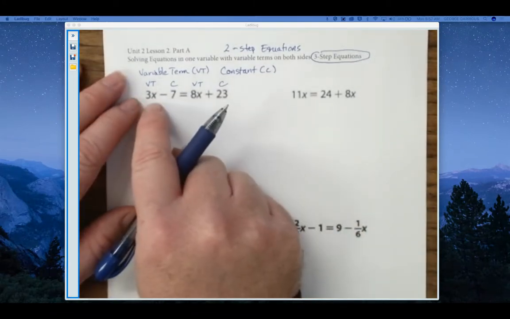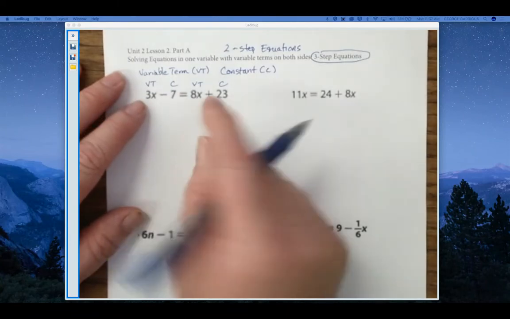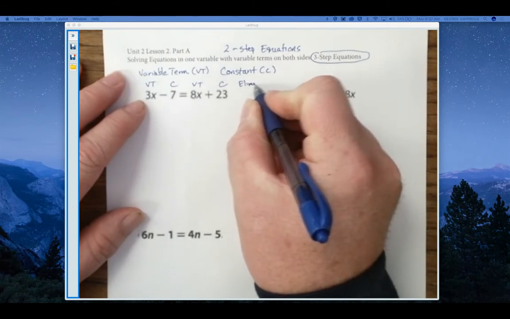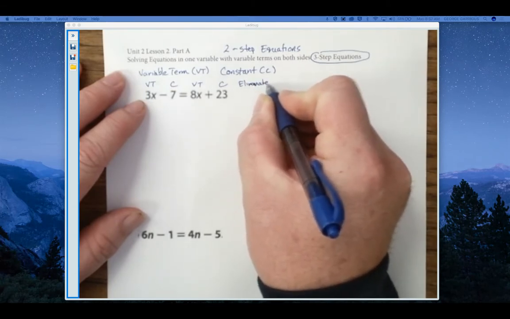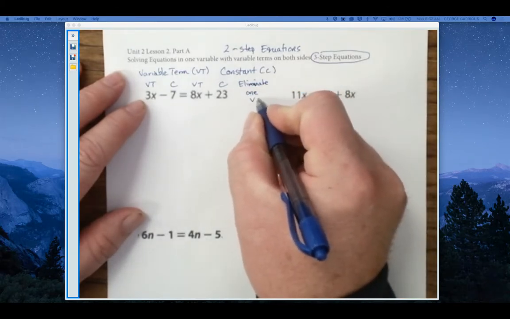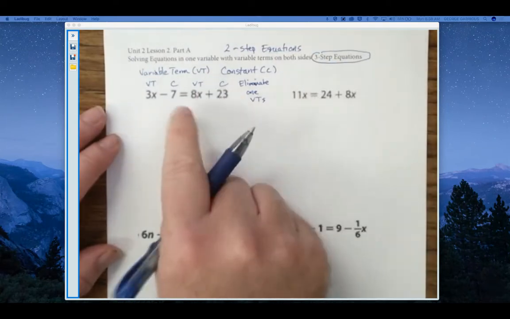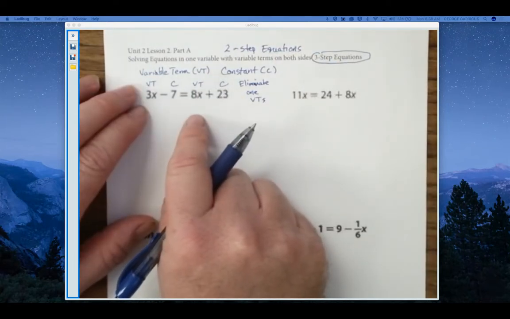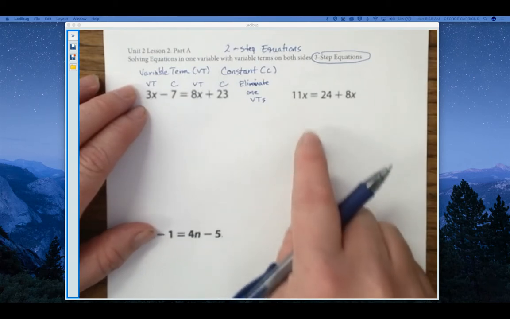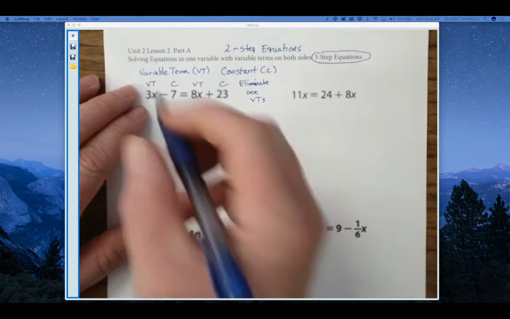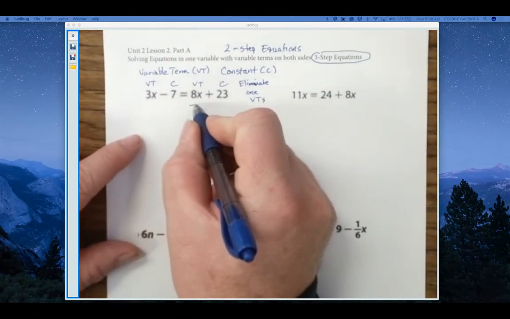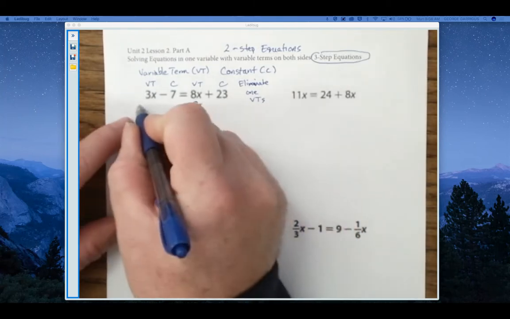We have a variable term on the left and the right. So we have to choose one to eliminate. So eliminate one of the variable terms. So we just have to choose, and we have to choose wisely, because if you choose unwisely, as you can see in this problem, if we eliminate the 11x, we're going to end up with a 0 on the left, and that's going to be a problem. I'll show you that in a minute. But let's pick 8x to get rid of. You can pick 3x if you want. So I'm going to subtract 8x.